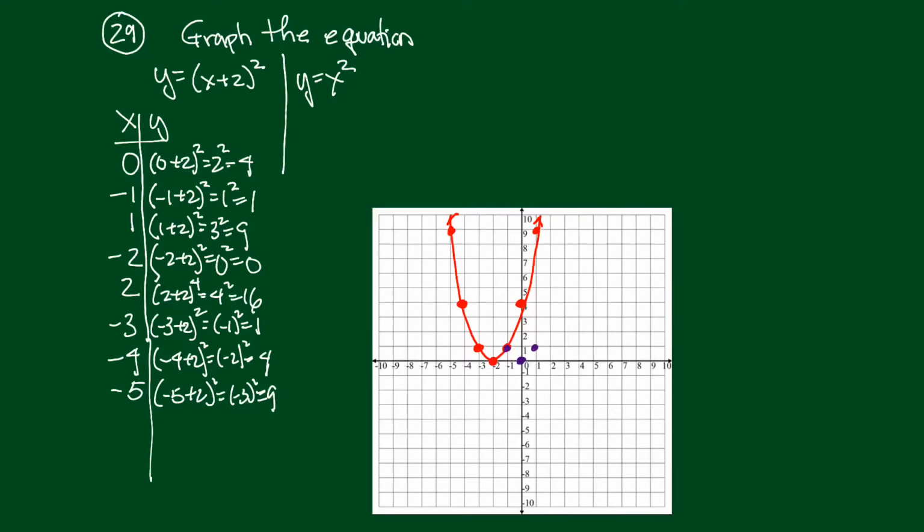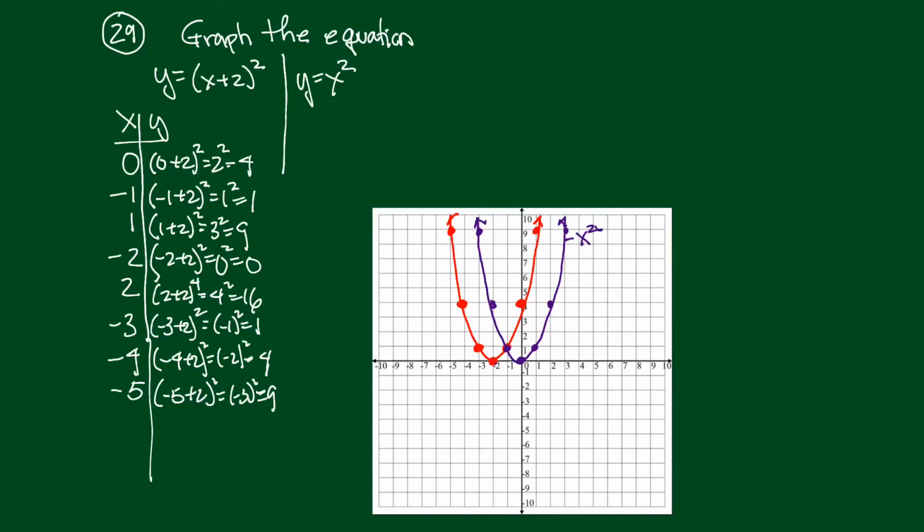If you go to the left 2, you're at negative 2. Negative 2 squared is 4. Go to the right 2. 2 squared is 4. Go to the left 3. You're at negative 3. Squared is 9. Go to the right 3. 3 squared is 9. So now you're looking at this curve here, right? That's like the basic parabola. That's the basic parabola right there, y equals x squared.